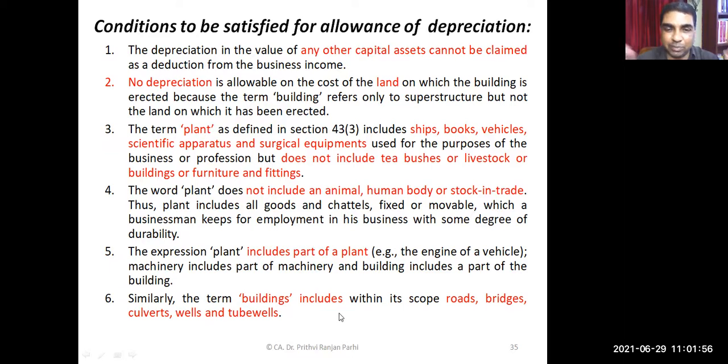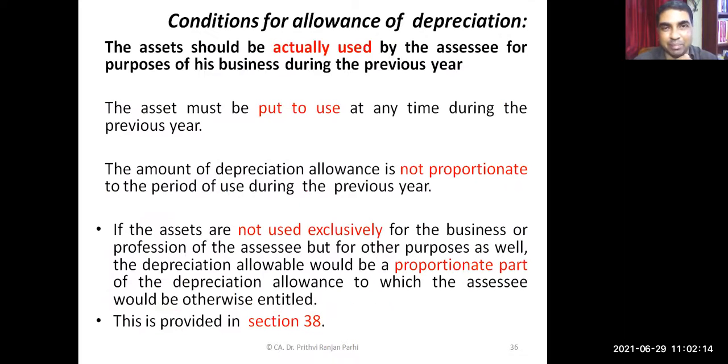Similarly, building is eligible for depreciation. Building includes roads, bridges, culverts, wells, and tube wells. All of them also constitute building. This aspect also we have to keep in mind, that building includes roads, bridges, culverts, wells, and tube wells. All of them are building.